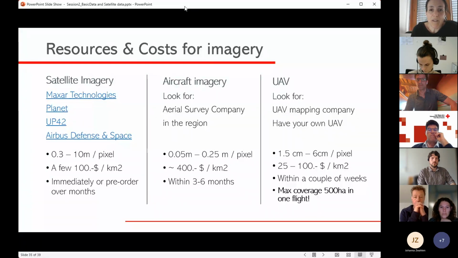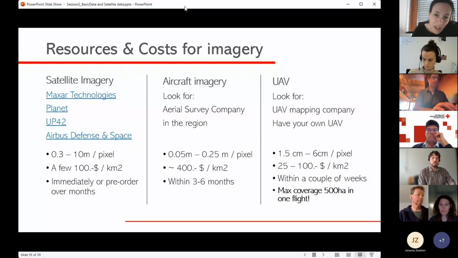Then aircraft imagery: in the region that you're interested in, you would be looking for a so-called aerial survey company. I say it's best to look for a company that is based in that region because the transfer of planes, the whole import, export of equipment and so on, takes time and money. So it ultimately makes it more expensive if the aerial survey company has to come from far away. You can get resolutions around 5 centimeters to 25 centimeters per pixel. It really depends on the type of equipment they're flying and if they really want a job or not. You could pay anything between $200 to $600 per square kilometer.